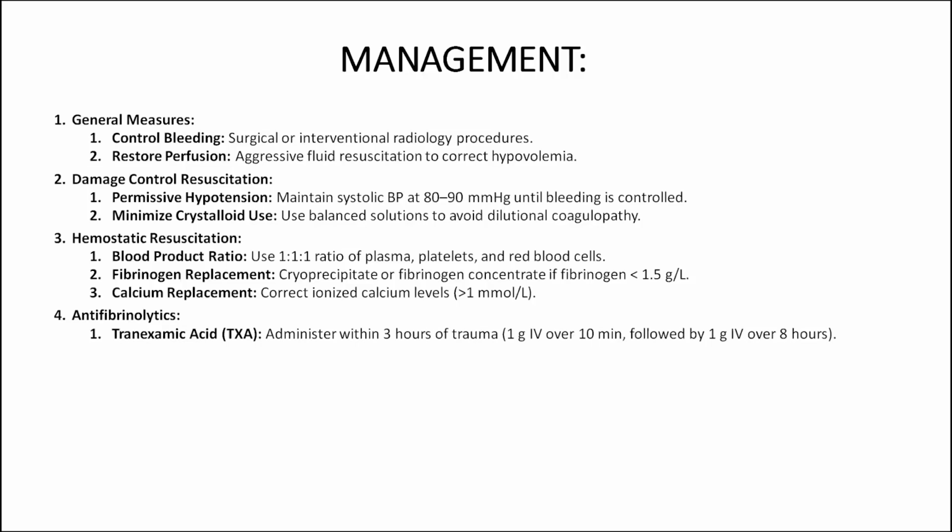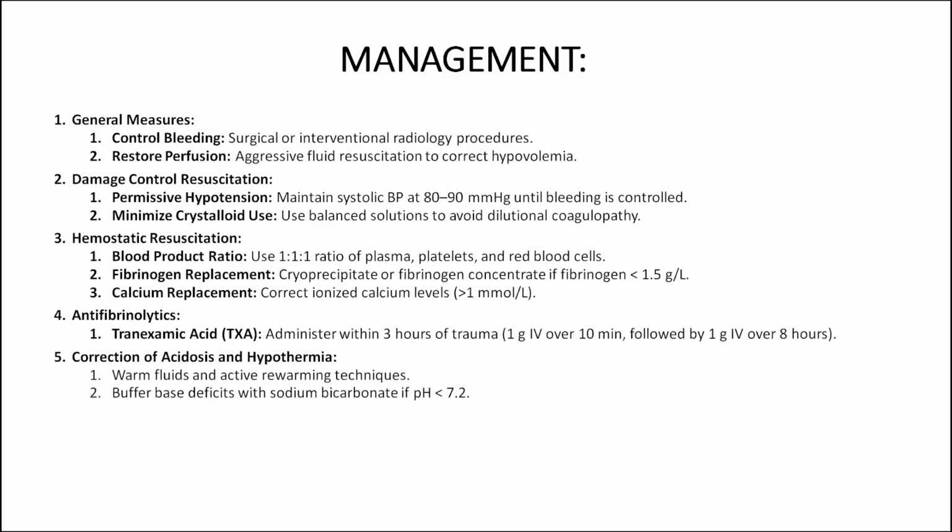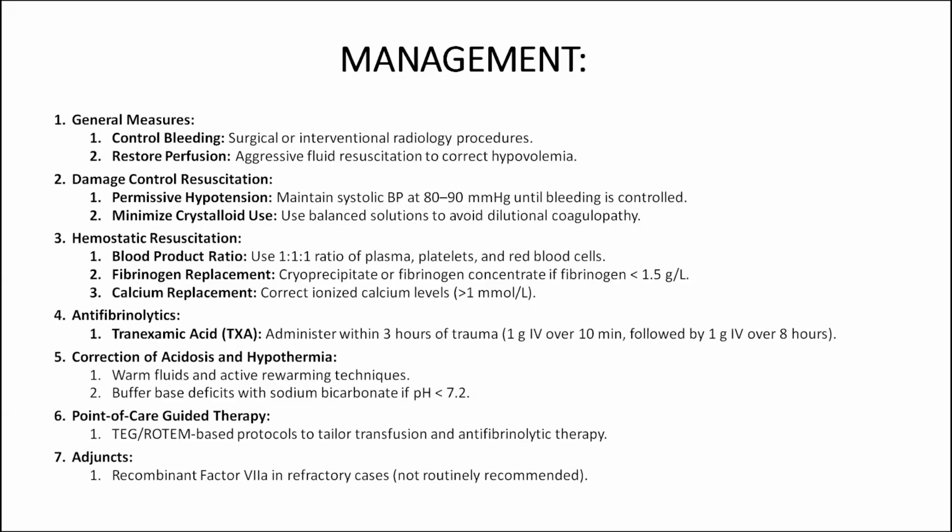I told you earlier, in TIC there is a big role for tranexamic acid, especially within 3 hours. The dosing is 1 gram over 10 minutes, followed by 1 gram IV over 8 hours. Along with all of this, avoid acidosis and prevent hypothermia. If you have done all of this and the patient is still bleeding, then you can think about the use of recombinant factor 7a, desmopressin, etc. This is again the management of bleeding.